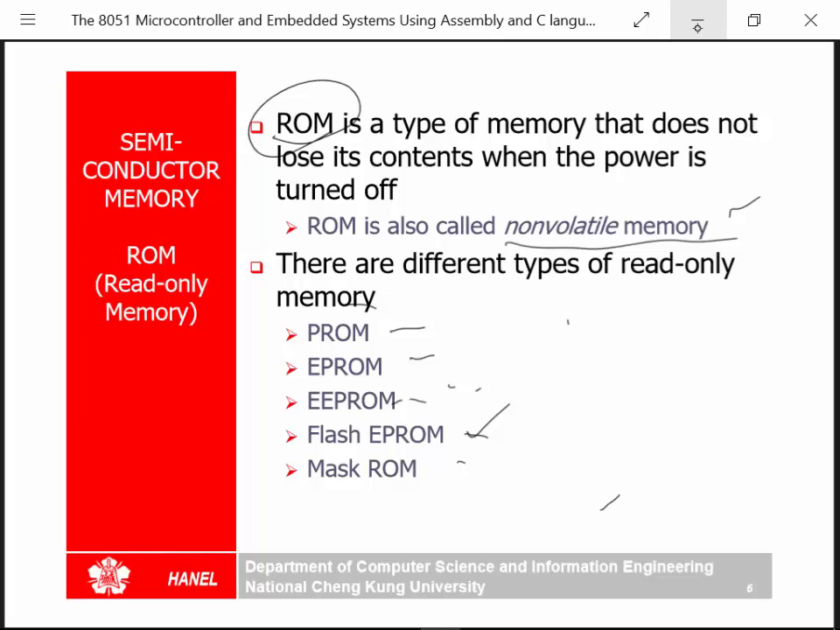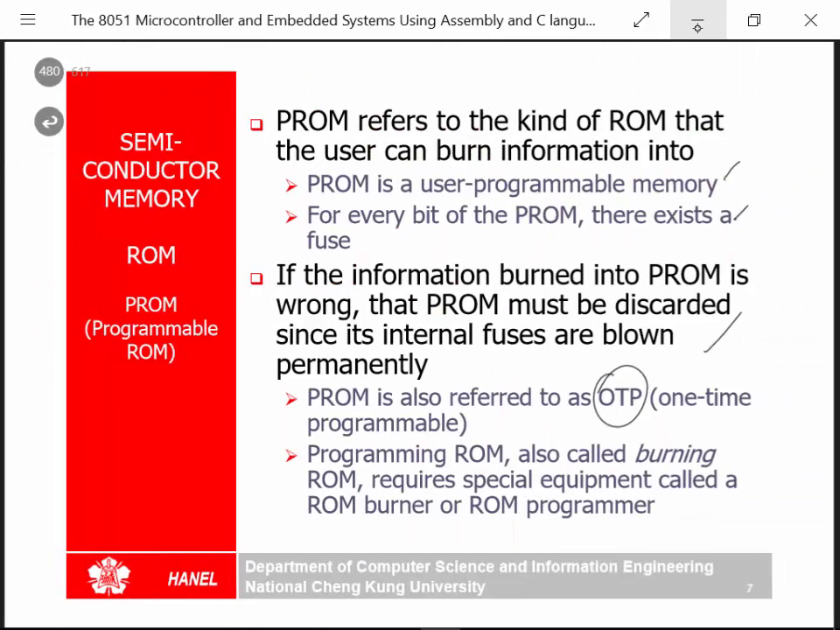So we've got the PROM, which is programmable read-only memory. We've got the EPROM, which is erasable programmable read-only memory. The EEPROM, which is electrically erasable read-only memory. The flash EEPROM, which means we can erase it and reprogram it much, much faster. That's why it's called flash. And the mask ROM, which is manufactured with the ROM contents on it. So a PROM refers to the type of ROM that you can burn information into. They're also called one-time programmable.